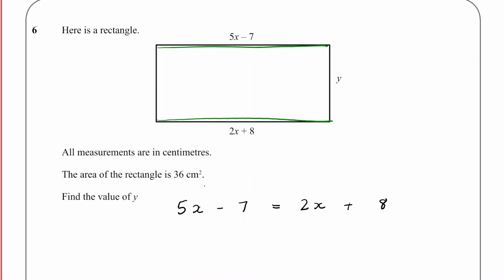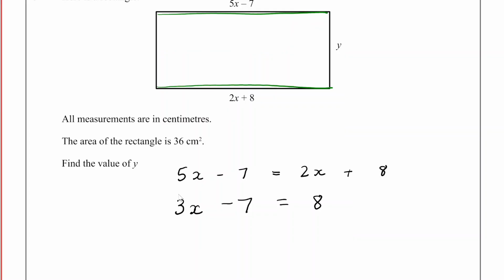So take away 2x from both sides. We're going to take away the smallest x, which is the 2x. So that will become 3x minus 7 equals 8. We want the x by itself. So let's get rid of this minus 7. The opposite of taking away 7 is adding 7. So 3x equals 15. Then divide both sides by 3.